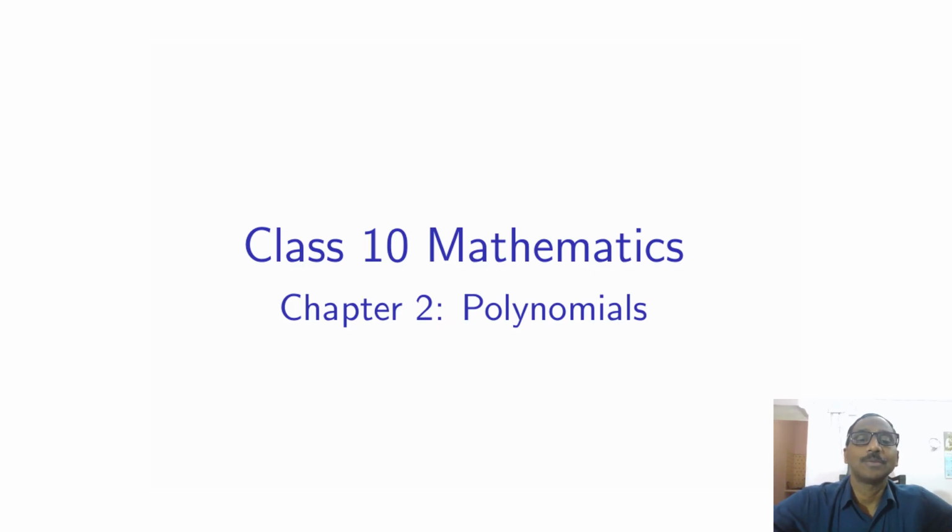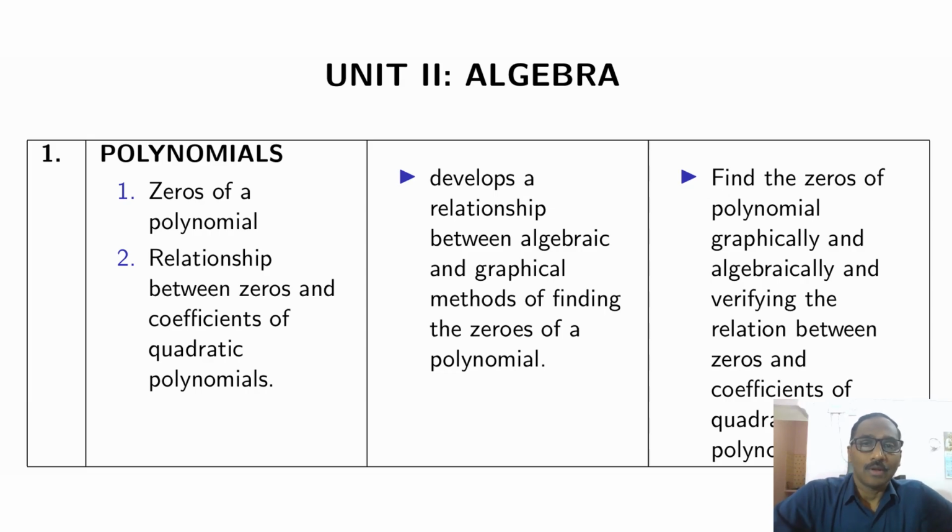Today we start chapter 2 Polynomials, class 10 mathematics, chapter 2 Polynomials. In algebra, first unit is number system. In number system, we are having real numbers. Second unit is unit 2 algebra. We say it is algebra. In this one chapter is polynomials. So we are going to cover polynomials now. We are going to start polynomials.